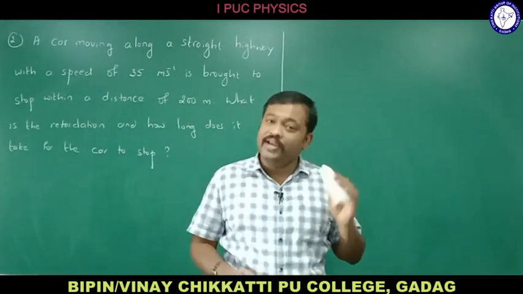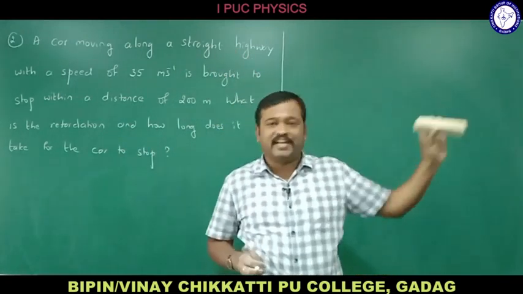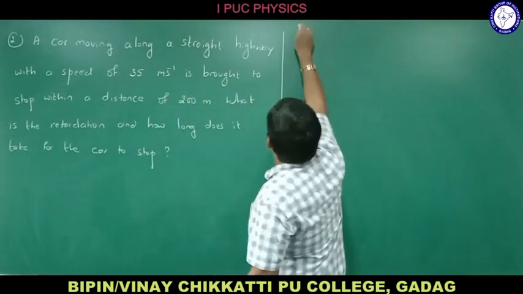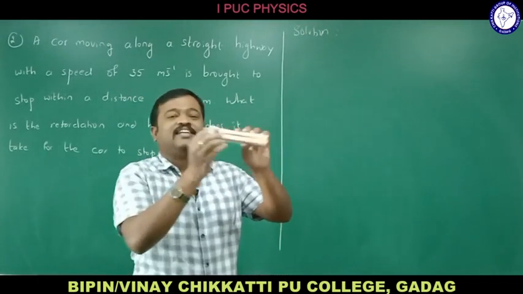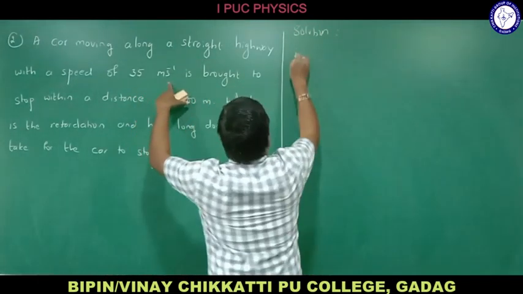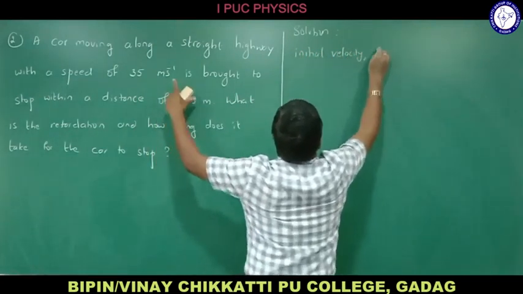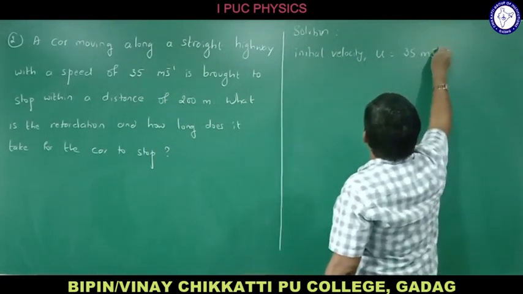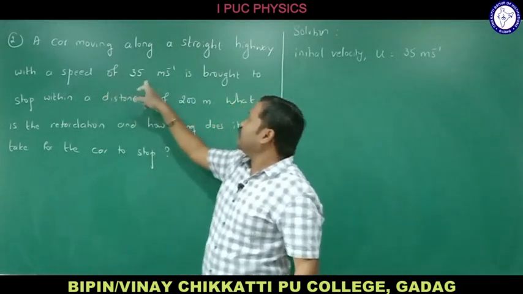It is already moving now here, right? The car is moving along a straight highway with a speed of 35 meter per second. First let me write what is given. The car is already moving, means it has some initial velocity. What is the initial velocity? 35 meter per second. Initial velocity u is 35 meter per second.